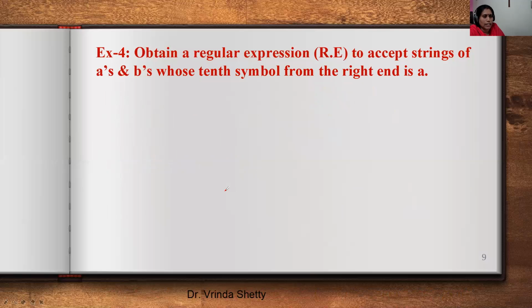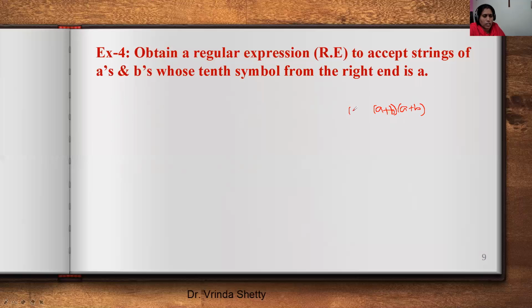Obtain a regular expression to accept strings of a's and b's whose 10th symbol from the right end is a. What does the question say here? The 10th symbol from the right end should be a. How should we write this? First assume a or b; it is going to be the first symbol. Next, again a or b. Either it takes a or b, because the condition is given only at the 10th symbol from the right end.